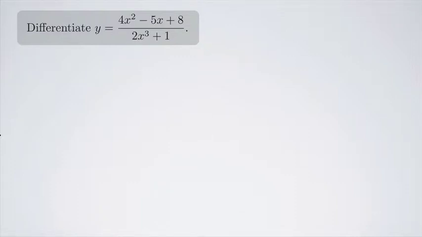Differentiate y equals 4x squared minus 5x plus 8 divided by 2x cubed plus 1. This is a quotient. It's two functions that are divided, and we need to use the quotient rule, which looks something like this. If I have a function f divided by a function g, and I want to find their derivative, then I have to use this kind of complicated formula.